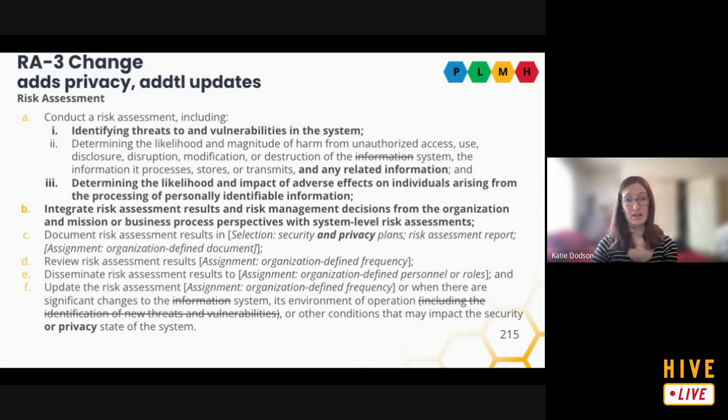Part B is also new, integrate risk assessment results and risk management decisions from the organization and mission or business process perspectives with system level risk assessments. Part C, just updating the language to incorporate privacy plans rather than just security plans. And same thing with Part F, incorporating privacy, and then some minor language changes there.